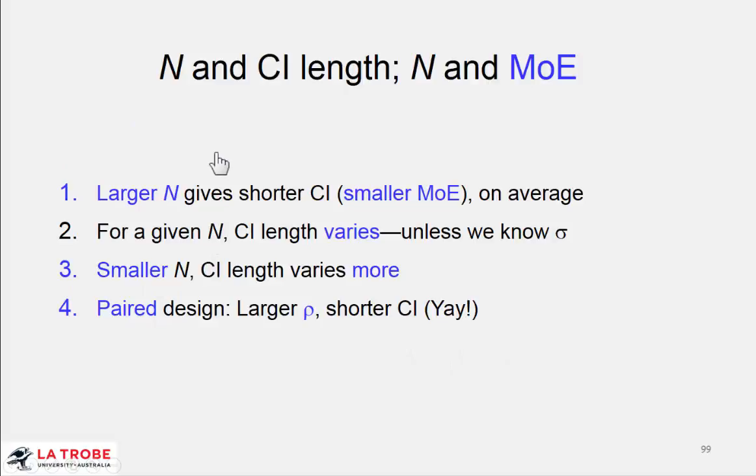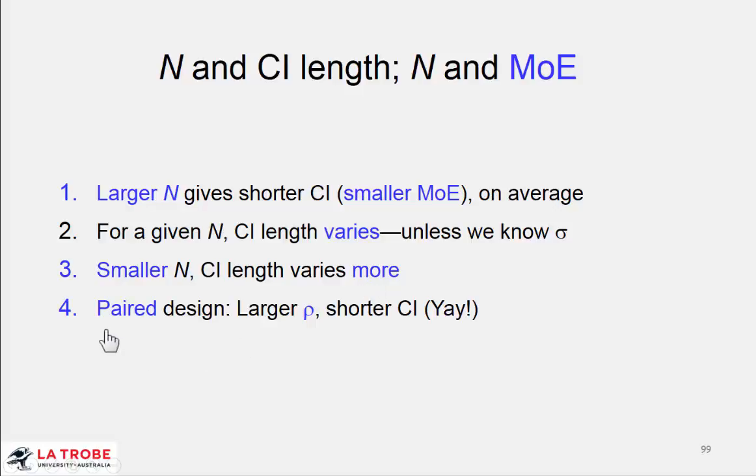Here are the 4 points to bear in mind. Overall, larger N, smaller MOE. What do you want for your birthday? Large N. Why? Because it gives, on average, more precise answers. For a given sample size, confidence interval length varies. Assuming we don't know population standard deviation, sigma, smaller N, confidence interval length varies more.